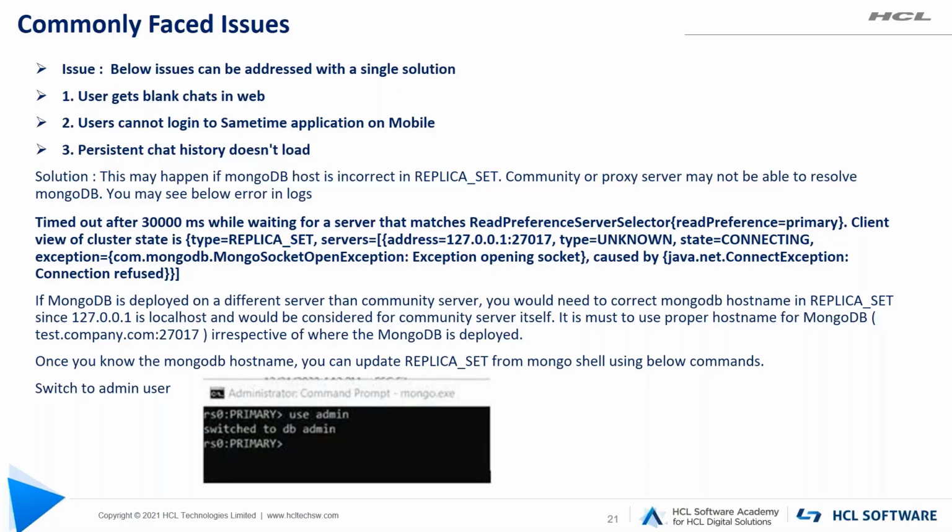You may deploy ST Community, Proxy, or MongoDB on the same system. However, the Sametime Meeting Server will always be on a different system, and hence it is a must to have the MongoDB hostname updated correctly in the replica set configuration. Here is how you can update it using MongoDB commands. Remember that everything is commands in MongoDB, and all commands are very much case sensitive. If the command is not given correctly, it will always fail. First of all, switch to admin using the use admin command from the Mongo shell or Mongo command prompt. Move to the next slide, please.